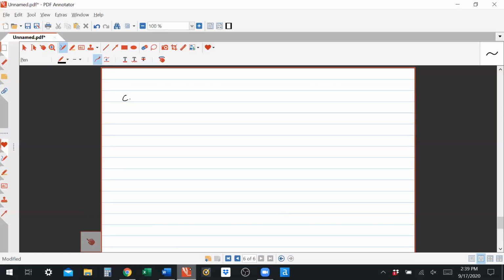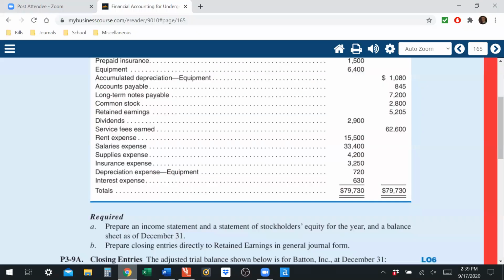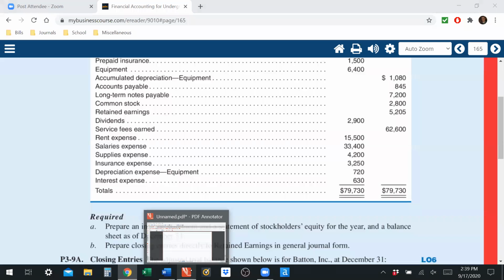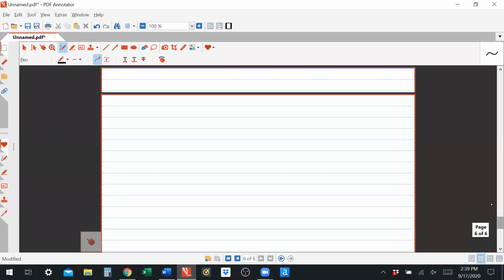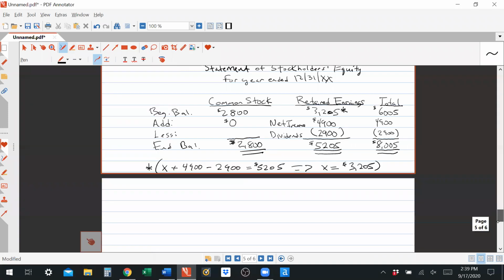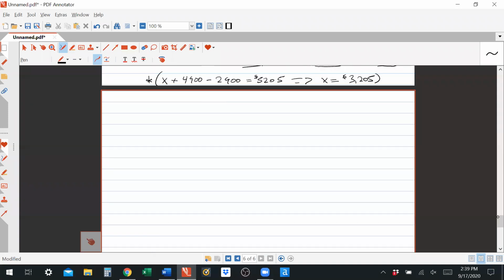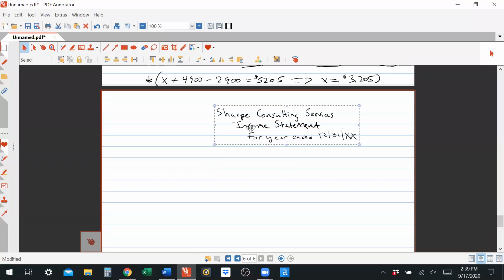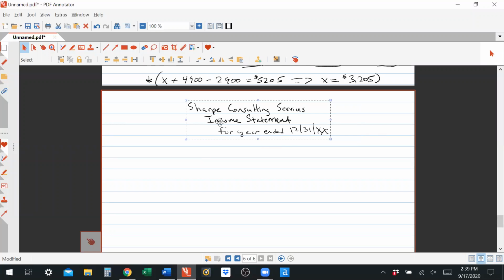Or not part C, but let's do the balance sheet now. We're still on part A. I don't know why I put part B over here. We're still on part A. A is to do all the financial statements except for the statement of cash flows. So let's do a balance sheet. Let's paste this here and just change this to say balance sheet. So get rid of this, it should say balance sheet.